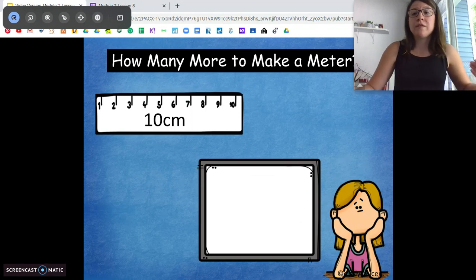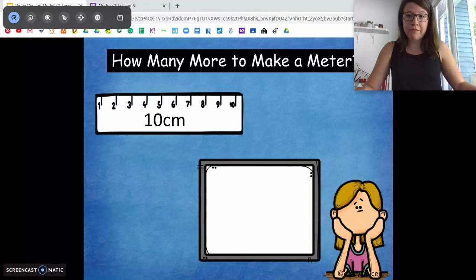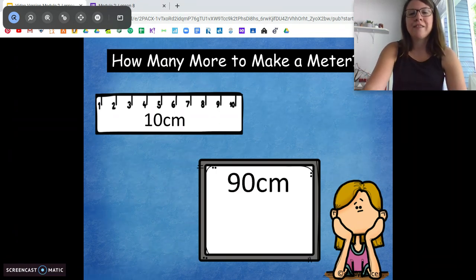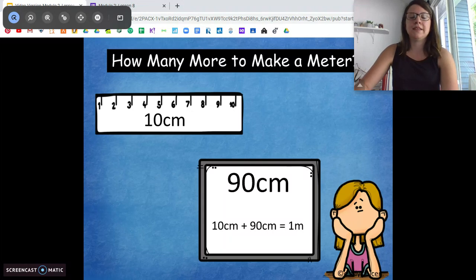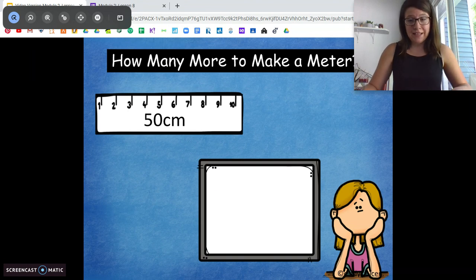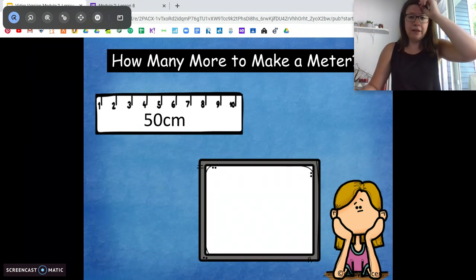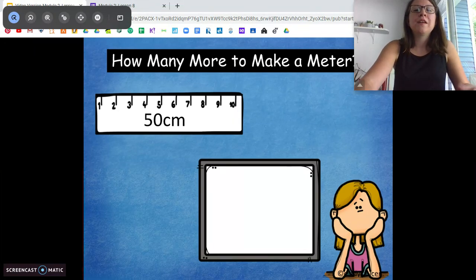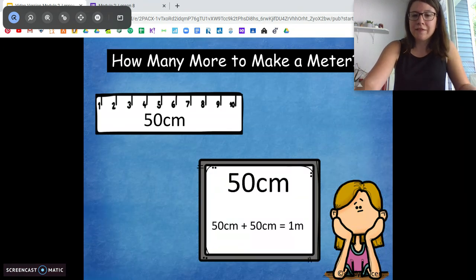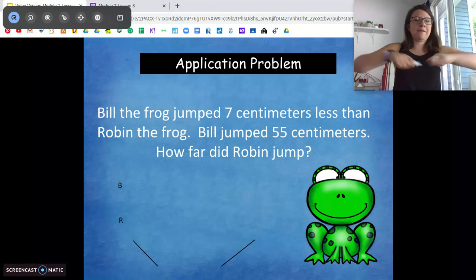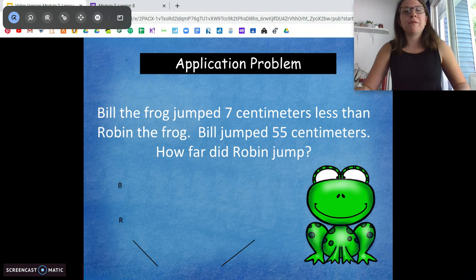All right. Use what you know. Try this one with 10 centimeters. Pause and solve. Got it? Just like we needed 90 and 10 here, we're going to need 90 more centimeters, so our number sentence is going to say 10 centimeters plus 90 centimeters equals 1 meter. All right, 50 centimeters. Pause and write that number sentence for me. Ready? We're going to need another 50 centimeters. So 50 centimeters plus 50 centimeters equals 1 meter, or again, 100 centimeters. Awesome job.